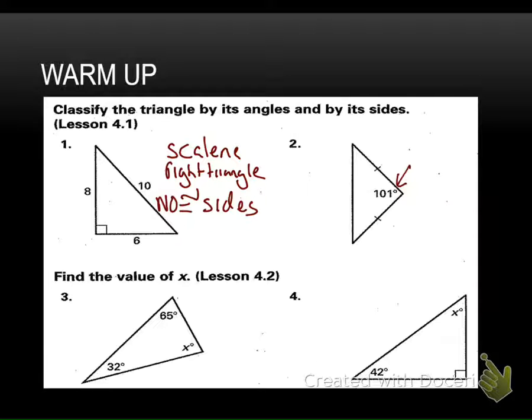How would we classify this one? Yep. Isosceles. So we have two congruent sides. And then if we were going to classify it by angle, how would we classify it?